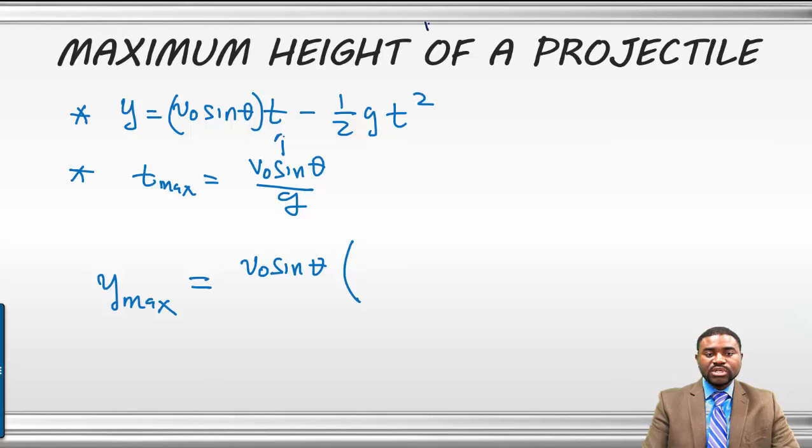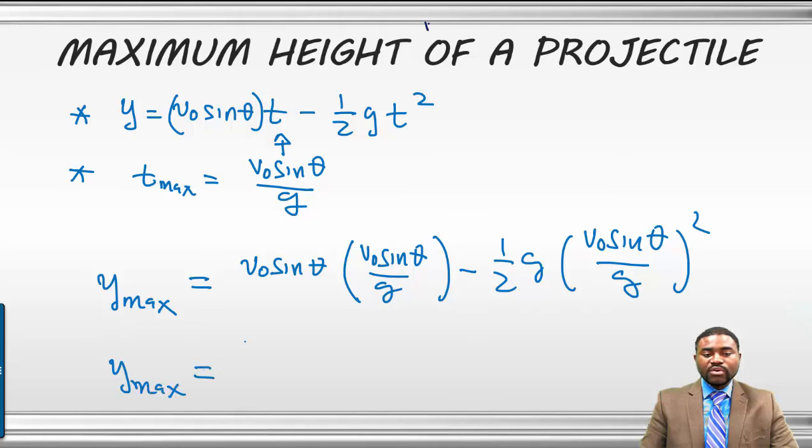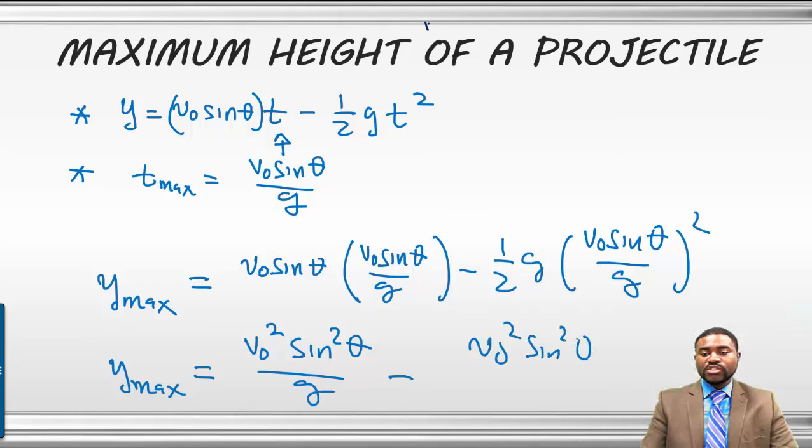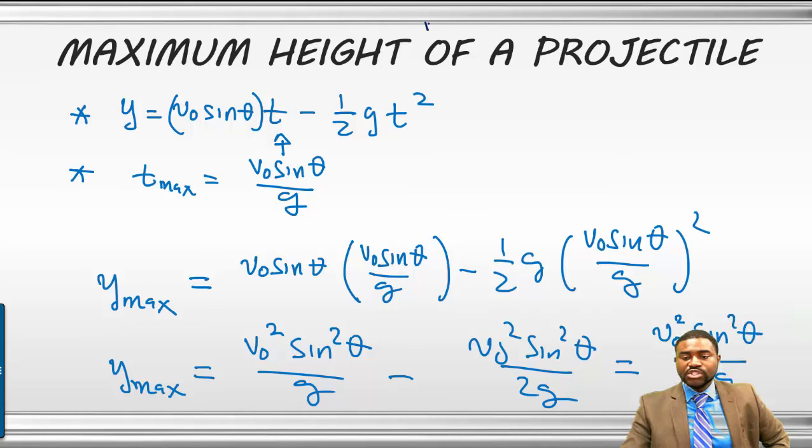All we need to do is substitute the value for the time at max height in there. This is V naught sine theta over g, bracket, minus g, V naught sine theta all divided by g, all squared, over 2. This would mean that y max is going to be equal to V naught squared sine squared theta over g minus V naught squared sine squared theta over what, 2g. If we simplify this, what is this going to be equal to? This is going to be equal to V naught squared sine squared theta all divided by 2g.